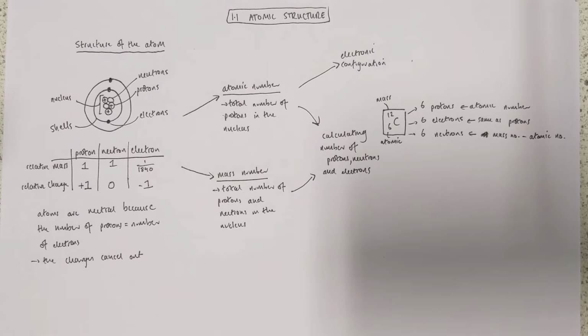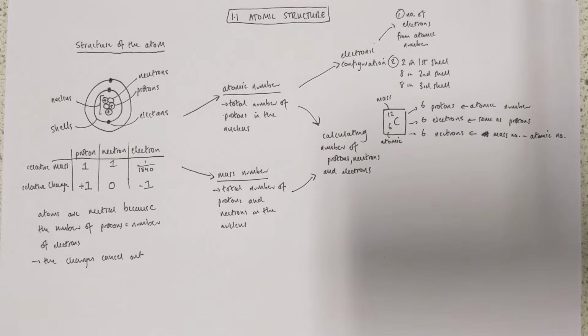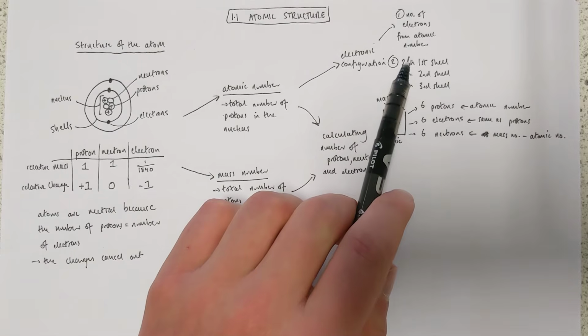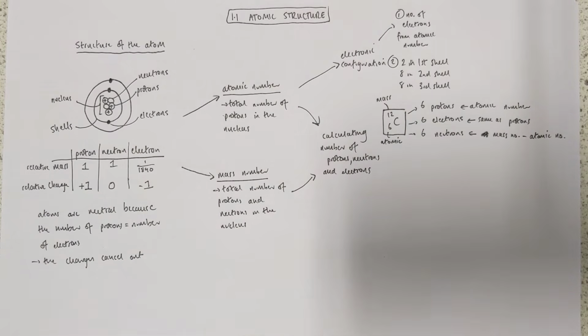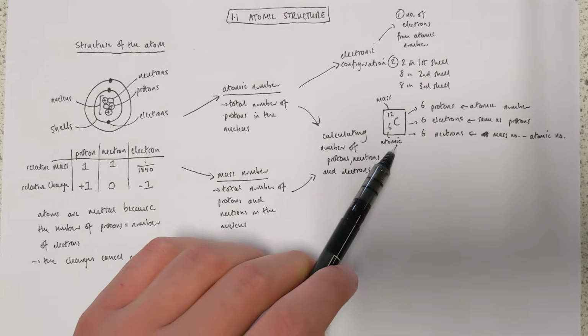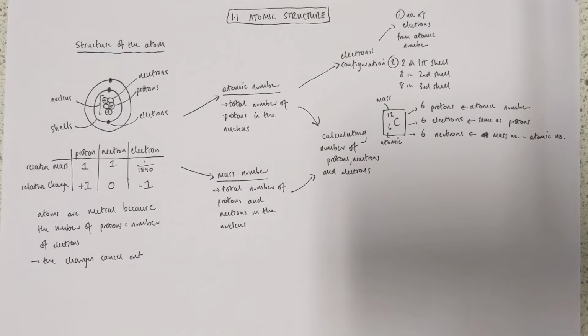Then we need to remember some rules about where those electrons go. The rules are, you can get 2 electrons in the first shell, 8 in the second shell, and 8 in the third shell. So if we look at the example of carbon, we worked out previously that you've got 6 electrons in a carbon atom.